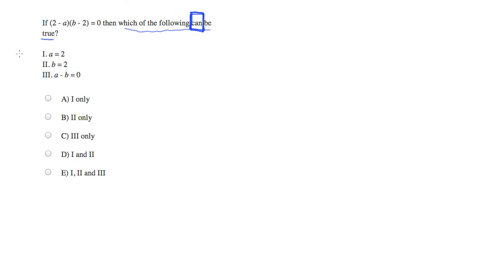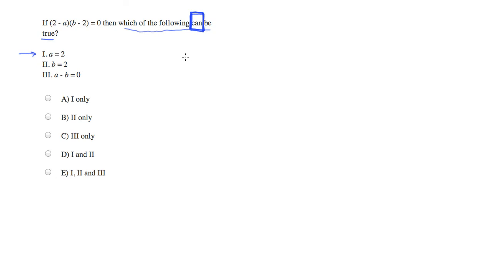Because we're going to evaluate all three of these Roman numerals, and we're not really trying to figure out what happens. Like in the case of Roman numeral 1, we're not trying to figure out what happens when a is equal to 2. We're trying to figure out whether a could be equal to 2.